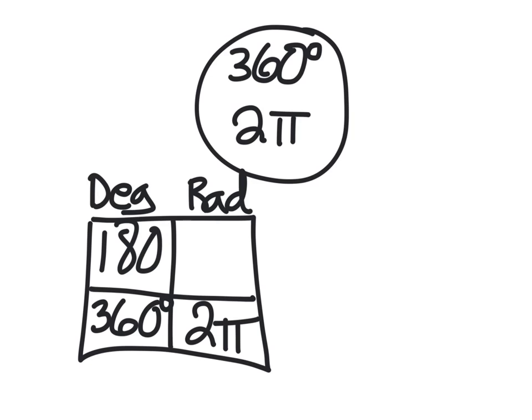So what would 180 degrees be? Pi radians. What about 90 degrees? Pi over 2.